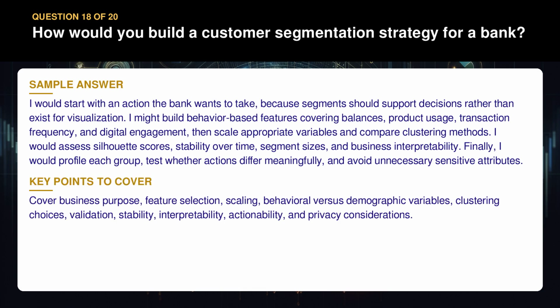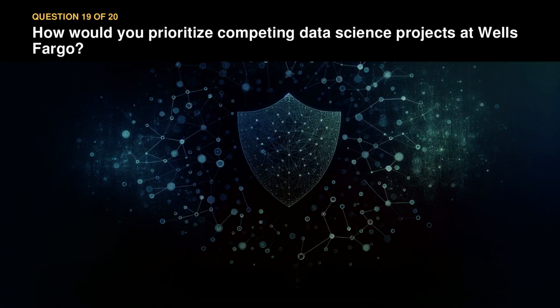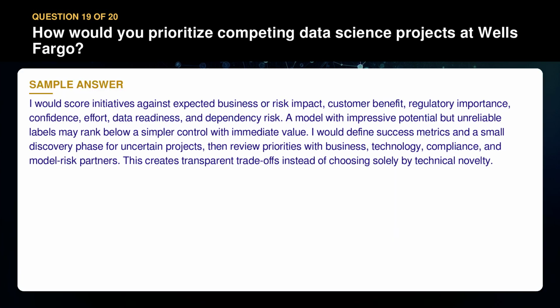Cover business purpose, feature selection, scaling, behavioral versus demographic variables, clustering choices, validation, stability, interpretability, actionability, and privacy considerations. Question 19. How would you prioritize competing data science projects at Wells Fargo? I would score initiatives against expected business or risk impact, customer benefit, regulatory importance, confidence, effort, data readiness, and dependency risk. A model with impressive potential but unreliable labels may rank below a simpler control with immediate value.